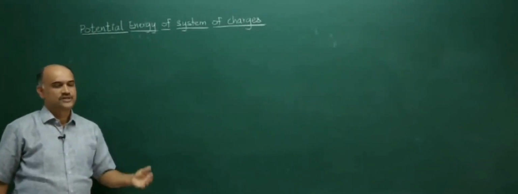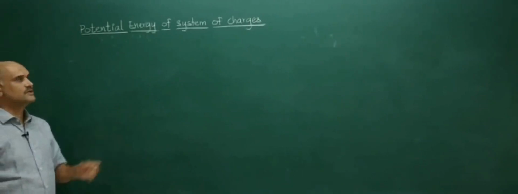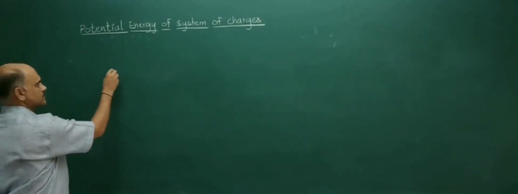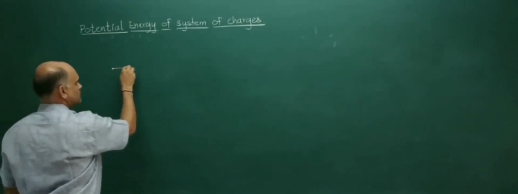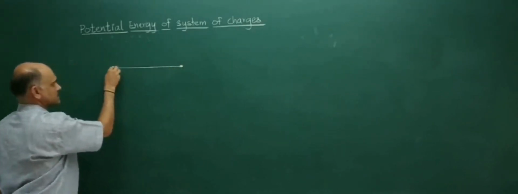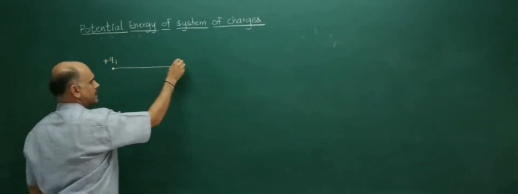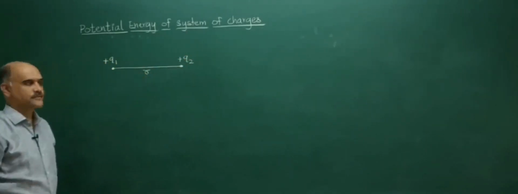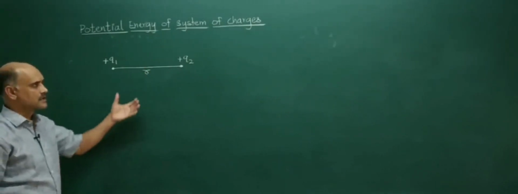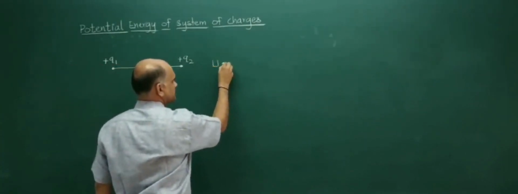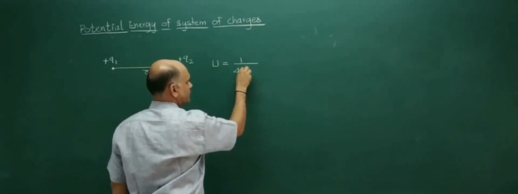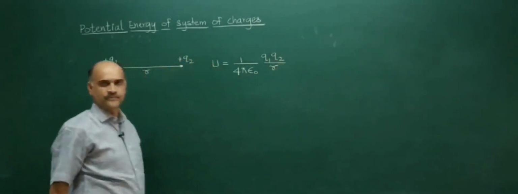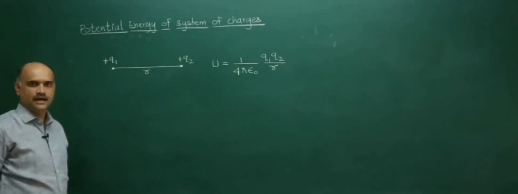Welcome back, students. So today we will see numericals on potential energy of system of charges. In the last session I had told, suppose there are two charges plus q1 and plus q2 separated by a distance r. Then potential energy of this system of charges is 1 by 4 pi epsilon naught q1 into q2 divided by r.